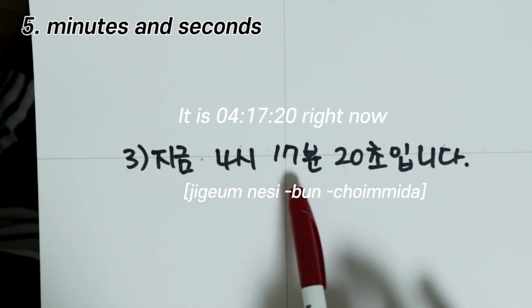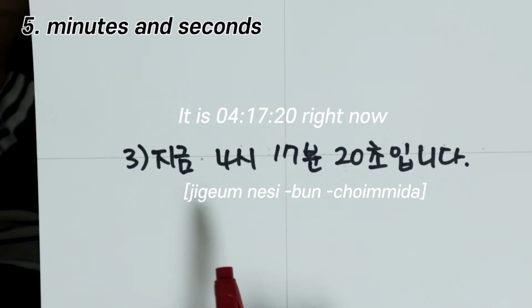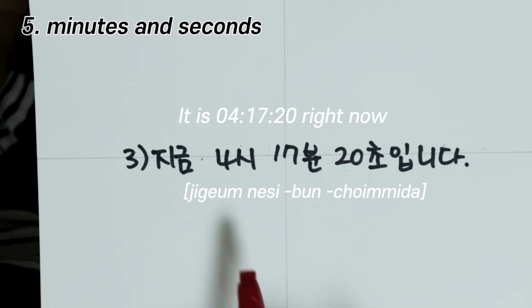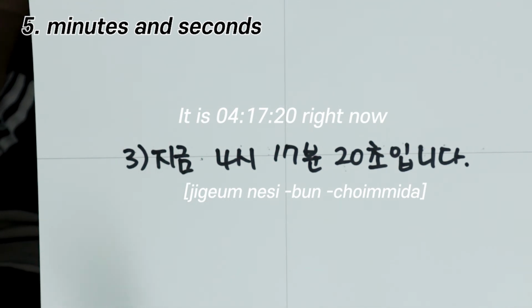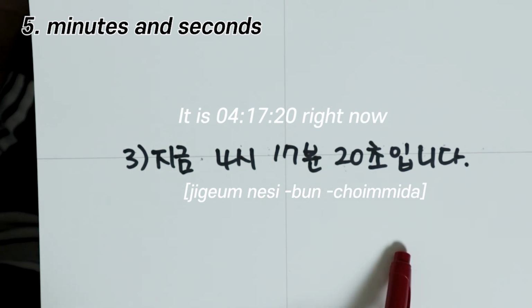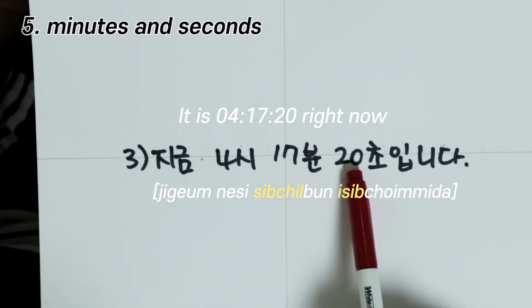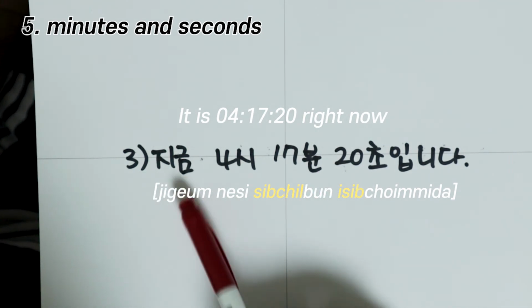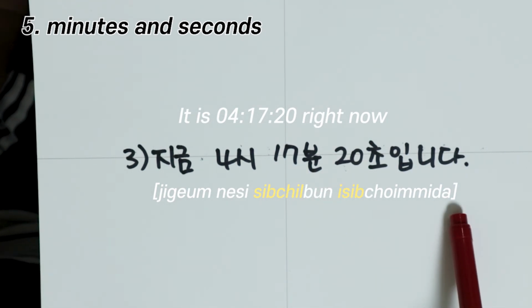This is the last question. 지금 4시 몇 분 몇 초입니다. Can you guess the answer? 3, 2, 1. No? Okay, I will give you the last 3 seconds. If you don't know, please watch this video again. And let me count on 3. 3, 2, 1. The answer is 17, 20. So 지금 4시 17분 20초입니다.